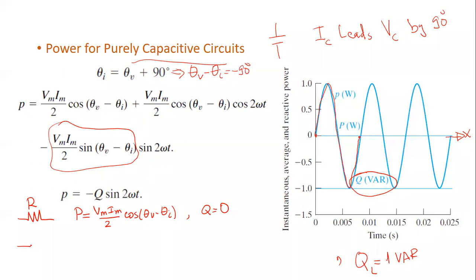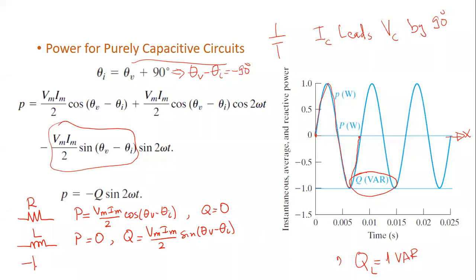If you have a pure inductive circuit, L, then P is equal to 0, and Q will be equal to V maximum I maximum over 2 sine of theta V minus theta I, which will be sine 90 degrees, and sine 90 degrees is 1. So it will be V maximum I maximum over 2.